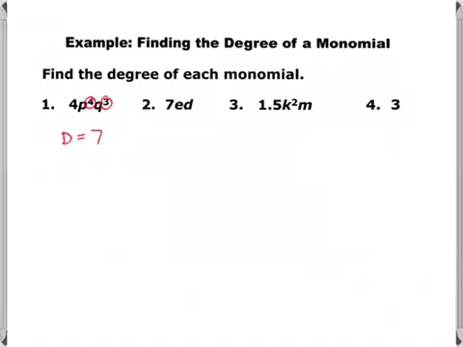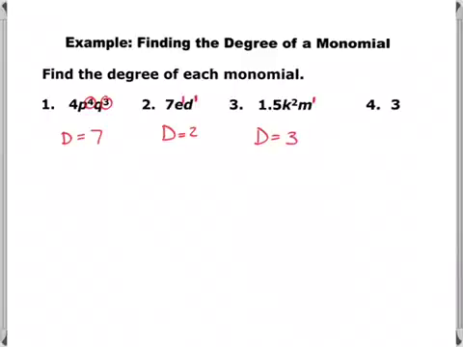In 2, the e has an exponent of 1, even though it's not written. The d has an exponent of 1 as well. So we've got 1 plus 1, so our degree here is 2. In 3, we have k squared, we have m to the first. So 2 plus 1 is 3, so this has a degree of 3.